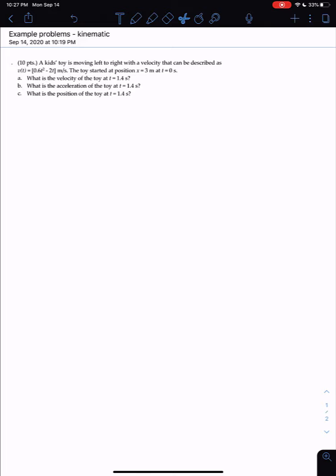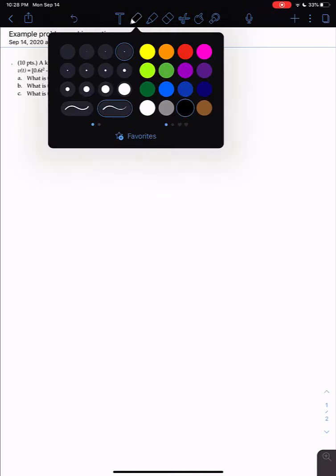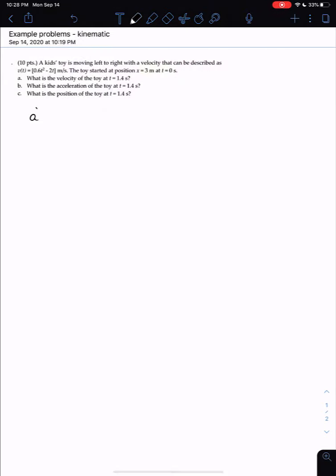In this problem, we're given a formula that describes the motion, specifically the velocity or speed of a particular object as a function of time. So for part A, we already know what the object happens to be. It's some kid's toy, and we know that we can describe its velocity at any given time with the formula given.